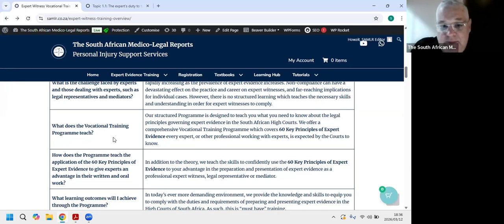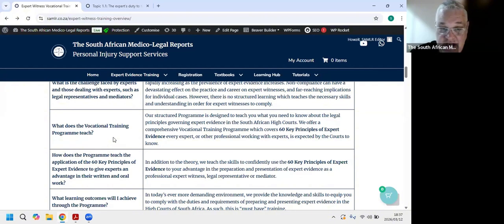Our structured program is designed to teach you what you need to know about the legal principles governing expert evidence in the South African High Courts. We offer a comprehensive vocational training program which covers 60 key principles of expert evidence. Every expert or other professional working with experts is expected by the courts to know. So it's not just a good idea for you to know this. No, you are expected to understand these 60 principles.